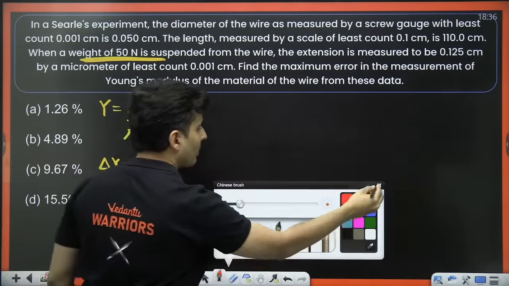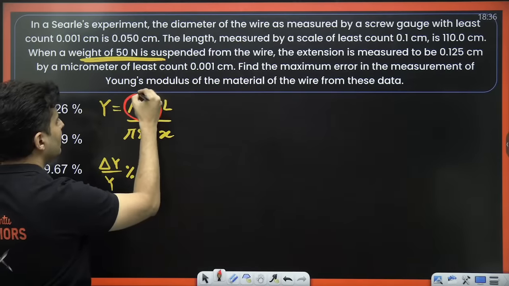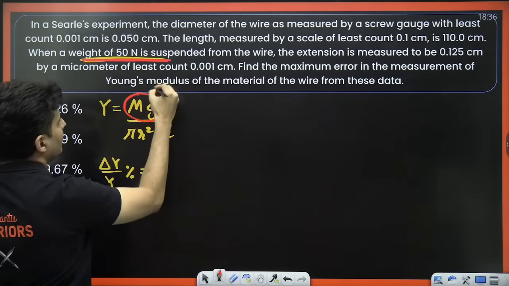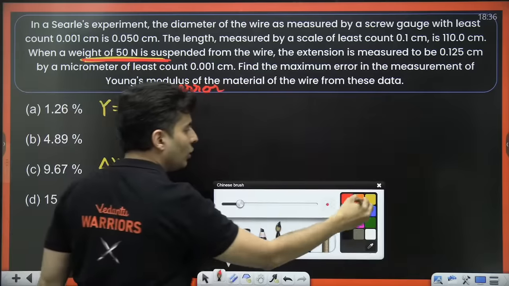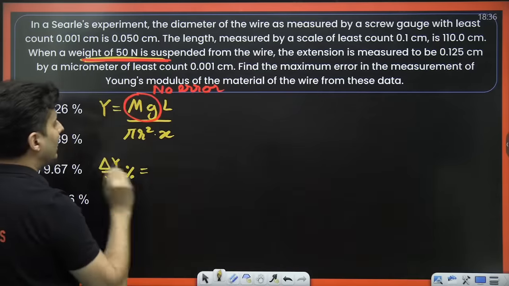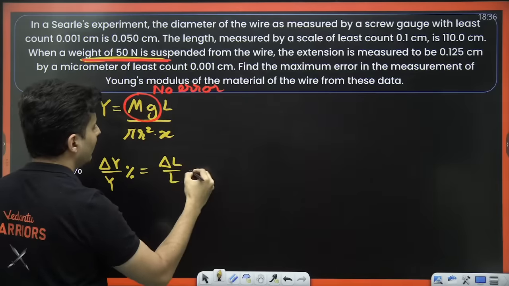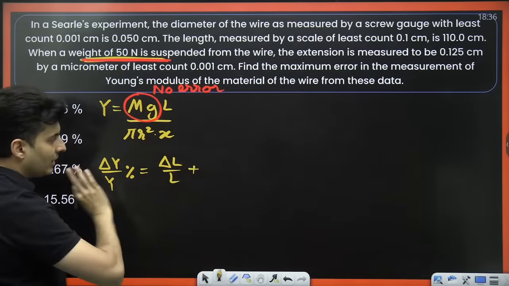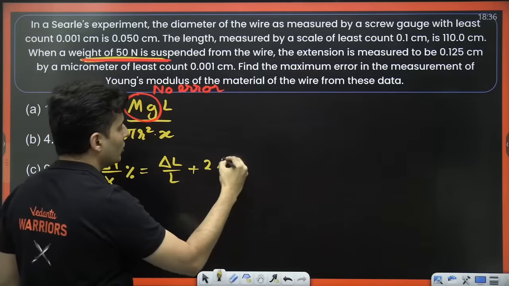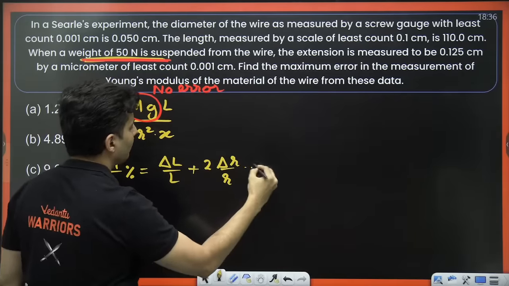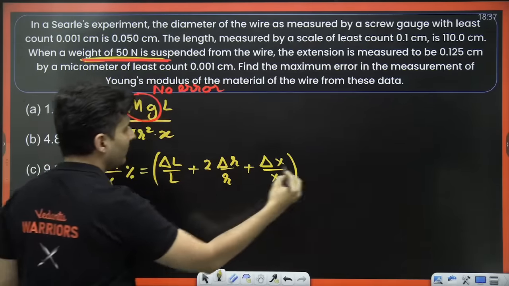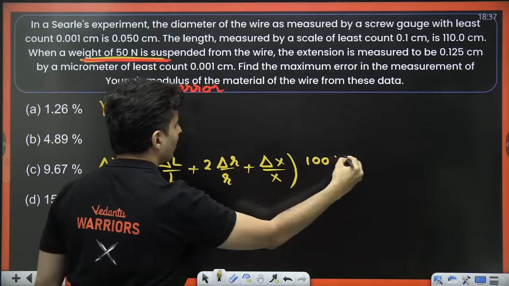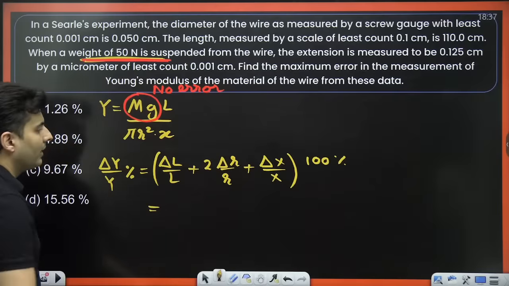Did you understand it? So these two quantities, you can see there is no error. There is no error whatsoever. So don't even think of writing them. Length has some error, so delta L by L. Pi is a constant, don't bother. R's power is 2, so 2 times delta R by R plus delta X by X. This whole thing, because we want to find it in percentage, so into 100.